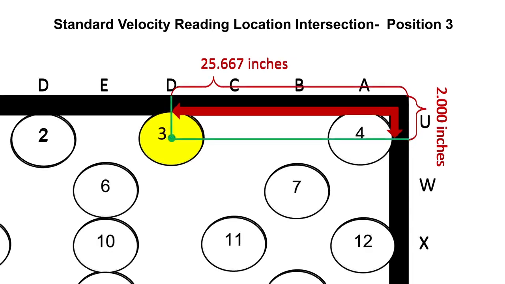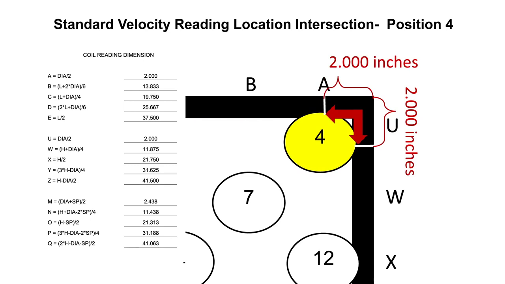Therefore, the position 3 standard velocity reading location is at the intersection of D, 25.667 inches from the right to center, and U, 2 inches from top to bottom. Position 4 is at the intersection of A and U. A measurement and marking for A is 2 inches from the right towards the center, and for U, 2 inches from the top towards the bottom. Therefore, the position 4 standard velocity reading location is at the intersection of A, 2 inches from the right to center, and U, 2 inches from top to bottom.